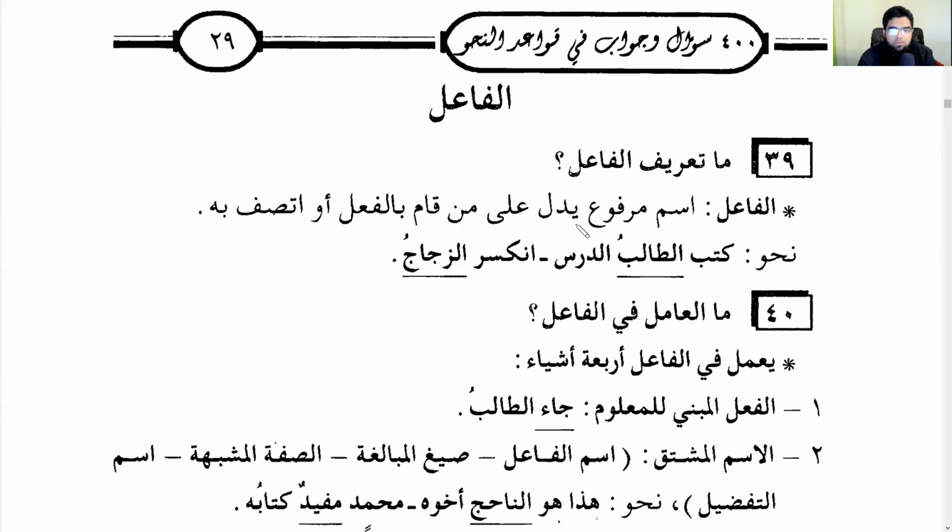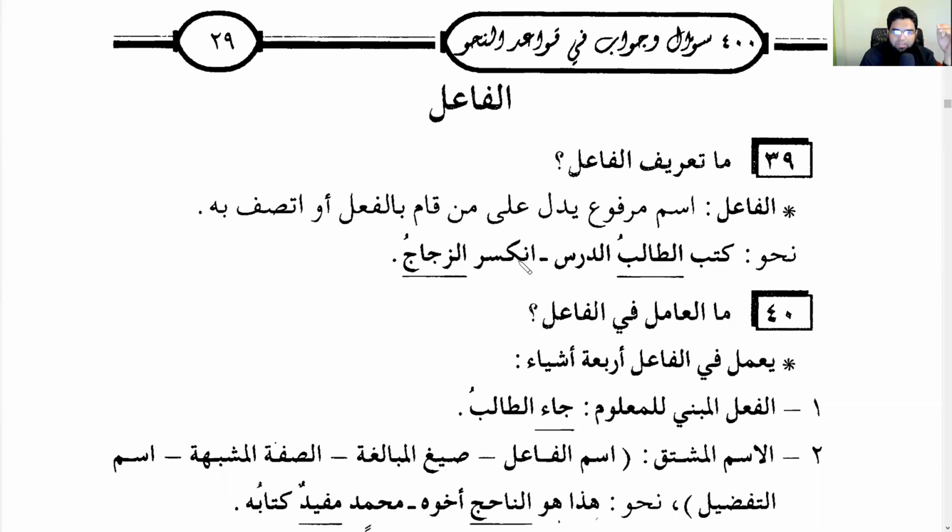الفاعل اسم مرفوع يدل على من قام بالفعل أو اتصف به. نحو كتب الطالب الدرس انكسر الزجاج. So it says فاعل is اسم مرفوع يدل على من قام بالفعل. It indicates the one who undertakes the action. قام is to stand, so who undertakes the action, verb, أو اتصف به, or he is attributed to it. Attributed, or described.